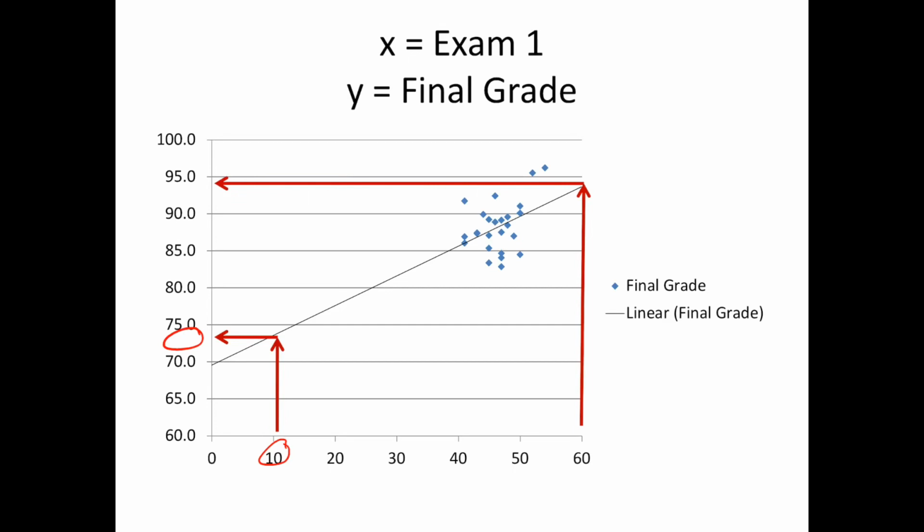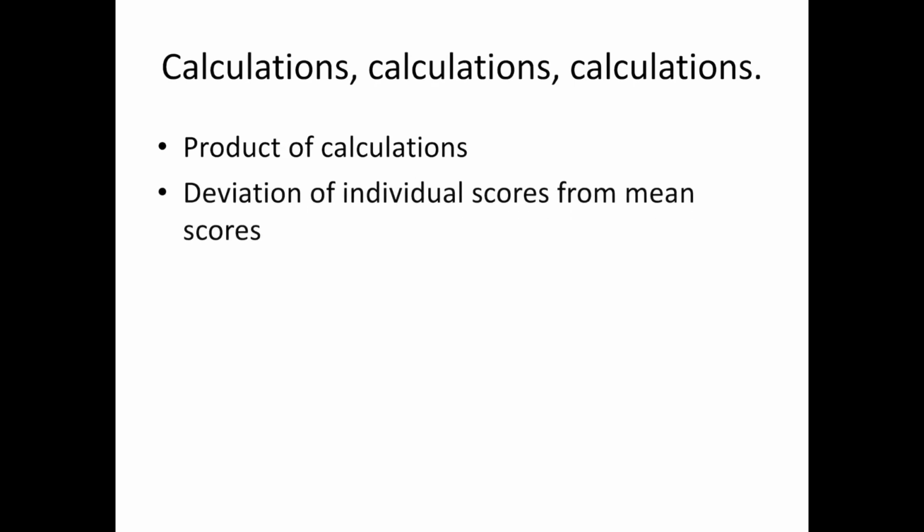But how do we arrive at such a magical line? And what does it mean anyway? Well, ultimately, this line comes from calculations. So what I want to do in this video and in the next video is to take you through some of those calculations and to actually show you visually what those calculations look like. So the calculations that go into a regression line have to do with what are called the deviation scores.